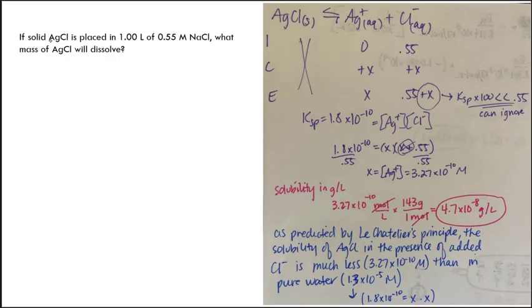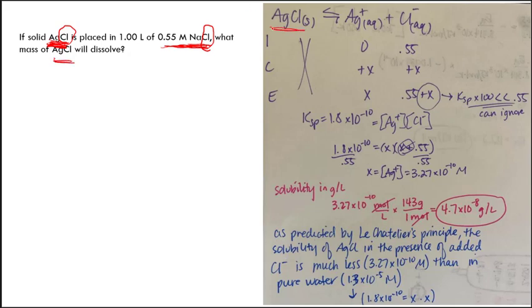If I had solid silver chloride and it's placed in 1 liter of 0.55 molar sodium chloride. So here I have a common ion. I've got chlorides that are common. Silver chloride is being placed in sodium chloride. What mass of silver chloride will dissolve?